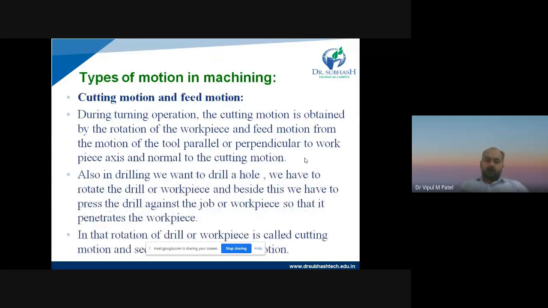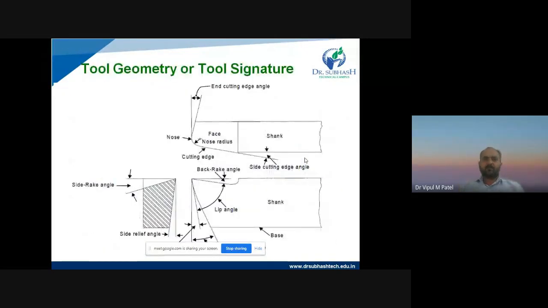Now I hope you can easily explain the nose radius of the single point cutting tool, the shank of the single point cutting tool, and the flank of the single point cutting tool. So with the use of this figure, I hope all of you can understand the important geometry of a single point cutting tool, or the tool signature, or tool designation. Does anyone have doubts regarding that? You can put your doubt in your chat box also. Otherwise, I will ask for questions at the end of the lecture also. So at that time you can ask me the question, right?